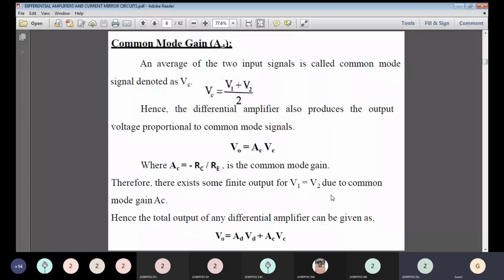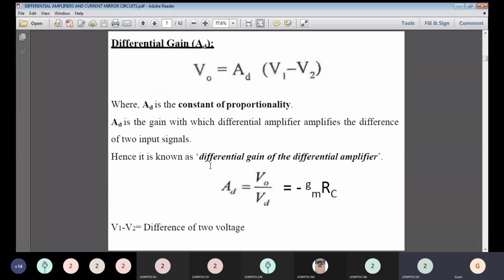So V0 is equal to the proportionality constant, here mentioned as AC because it is common mode, AC into VC. From that we can calculate the value of AC. For AC, with respect to the resistors, the value is minus RC divided by RE. But in the case of differential mode, the value of AD is given with the transconductance: minus GM into RC.